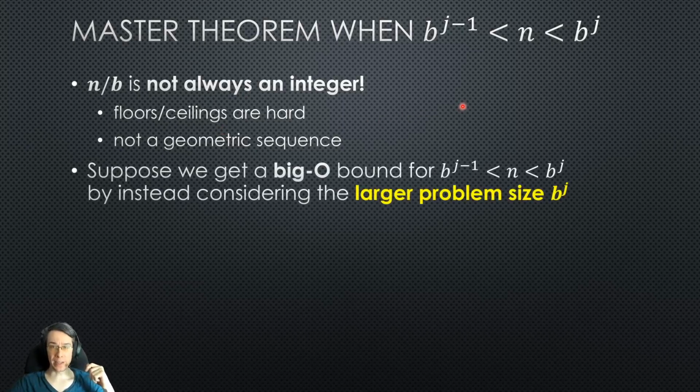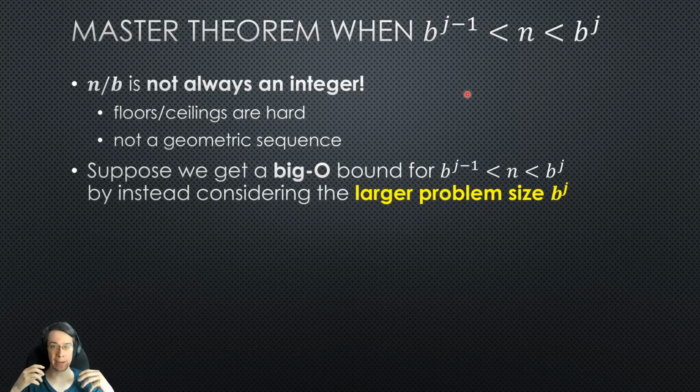So what we're going to do is, instead of going for the theta bound at once, we're going to go for a big O bound and a big omega bound. And I won't show you the big omega bound. I'll just show you the big O bound, and you can figure out how you would do the big omega bound. So to get a big O bound, I actually want to tap into the fact that we've already solved the master theorem for the case where n is a power of b.